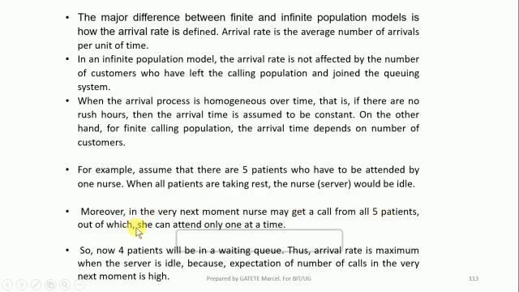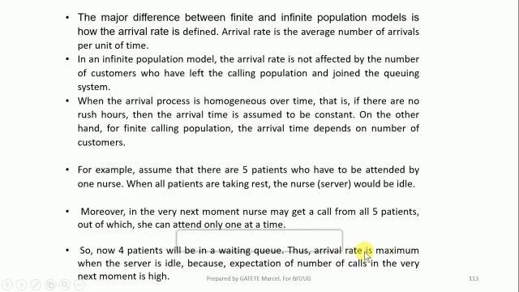Suddenly all 5 patients can call the nurse and need the service at the same time. She will attend to only one at a time. She won't give service to all of them at the same time, so she will serve them one by one. Now the first patient is being served, so the remaining 4 patients will be in a waiting queue. So the arrival rate is maximum when the server is idle.